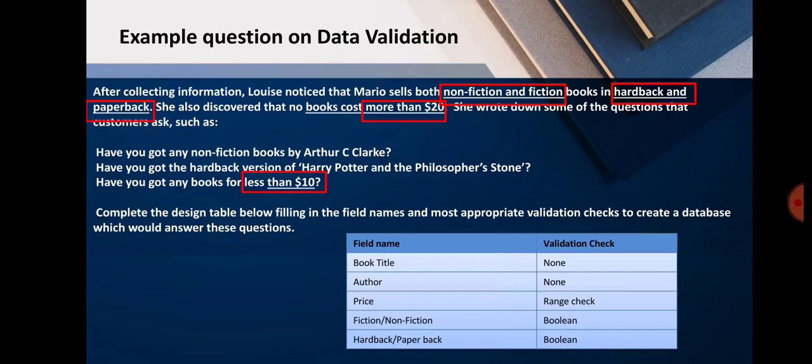So this kind of question will come into the exam. Sometimes it will ask you the validation check, or other times it will ask you the data type. Data types we have learned earlier in MS Access, that number data type, text data type, date data type. There are 4 to 5 basic data types in Access, and only those are used here in designing any database system.